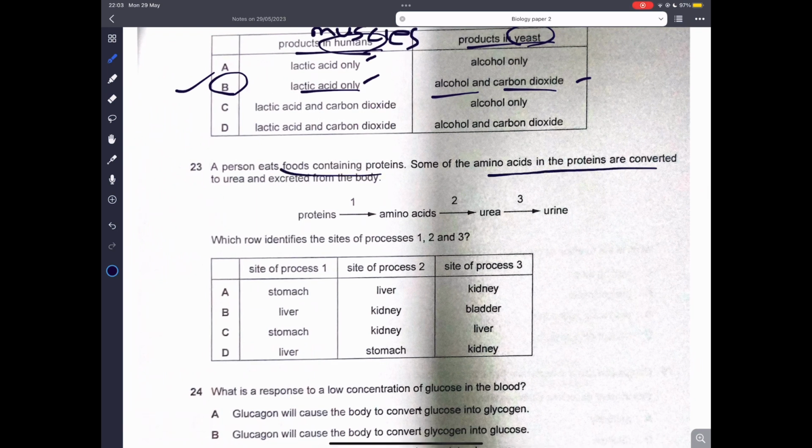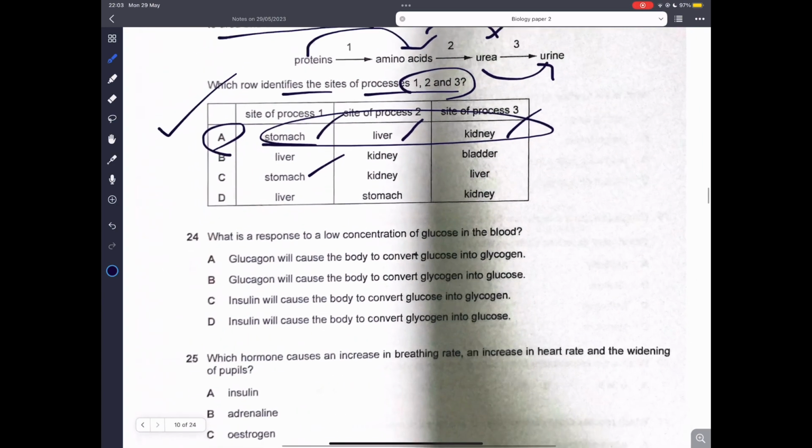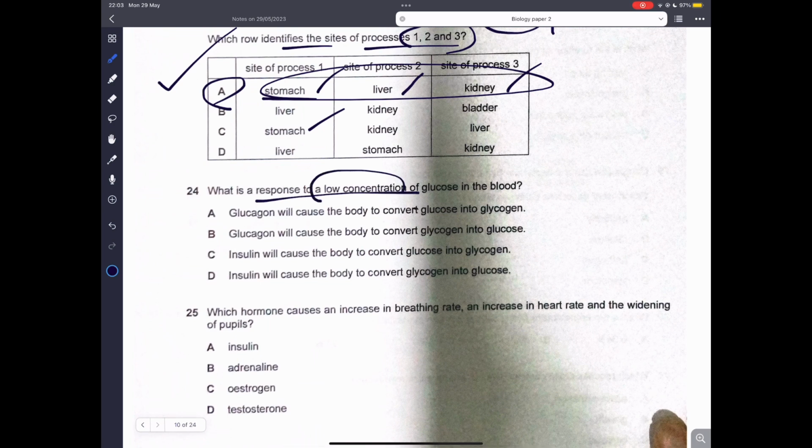23. A person eats foods containing protein. Some amino acids are converted into urea and excreted from the body. Which rows identify the sites of processes? Okay, so the first one is protein to amino acid, that is in the stomach. And then the second one is called deamination, where amino acids turn to urea, so A, liver, and then kidney, so A is the correct answer.